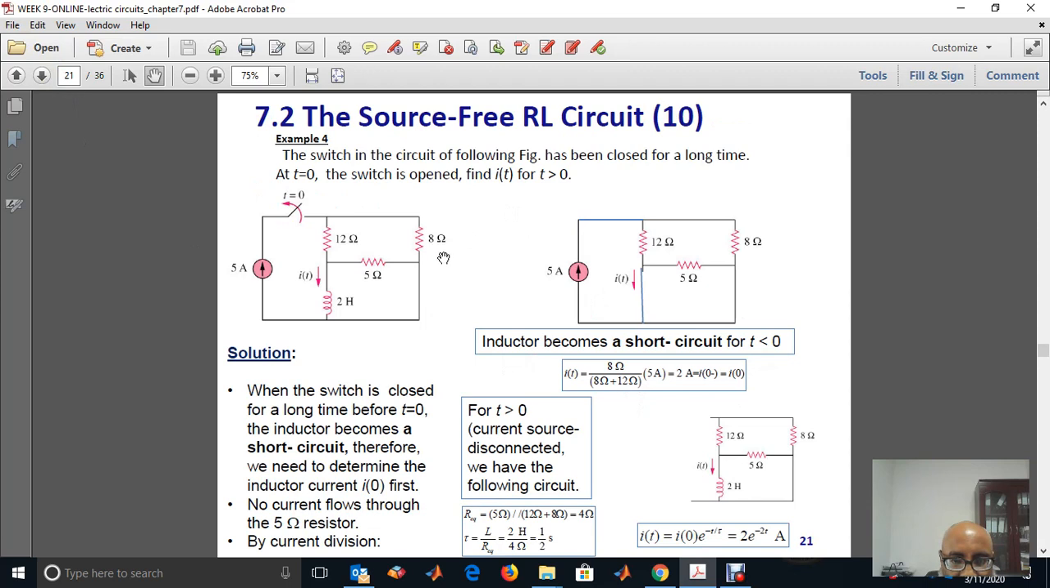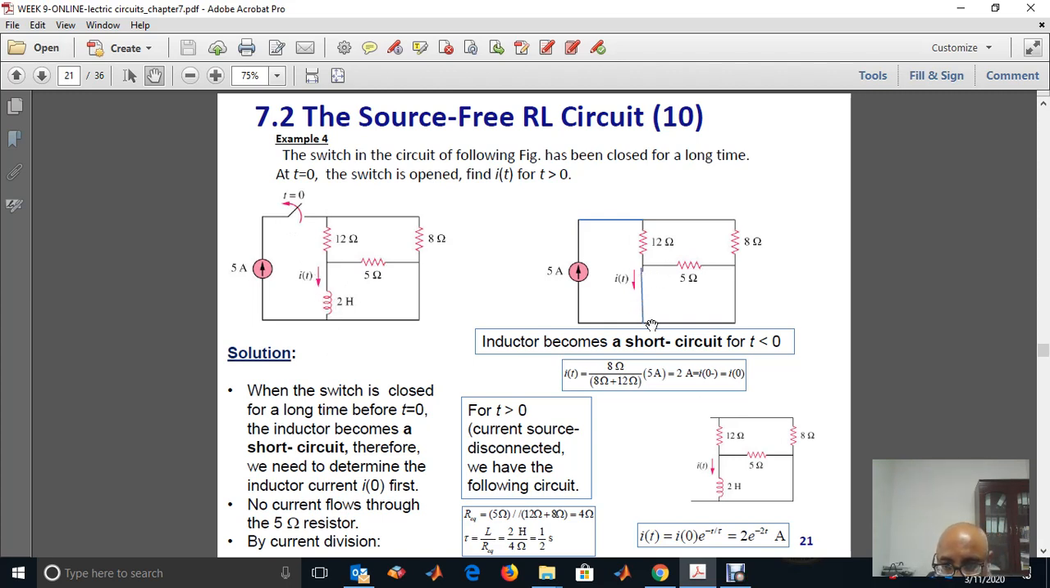This is another example. In this case, the switch in the circuit has been closed for a long time, which means the inductor reached a steady state. The inductor reaching a steady state means it becomes a short circuit. After that, we have the initial current of the inductor, then the switch is opened. So the initial current of the inductor is the steady state current in the inductor before opening the switch.